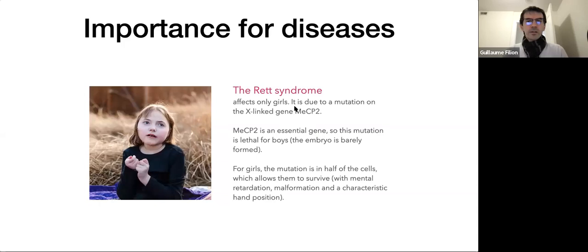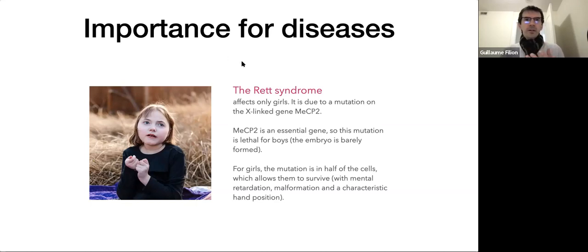For girls, the mutation is in half of the cells. Okay, so you have one X that's fine, one X that's not fine. Because of the inactivation process, there's a random number of cells that are fine, that don't have the mutation in practice, and that allows them to survive. So they look like this. This is an example of a person who's not too much affected, and so they have mental retardation, malformation, and the characteristic hand position. They always hold their hands like that, always. There's something in the brain that makes it deterministic, and one of the most characteristic features of Rett syndrome is really the position of the hands, which are always like that, as you can see in that picture here.